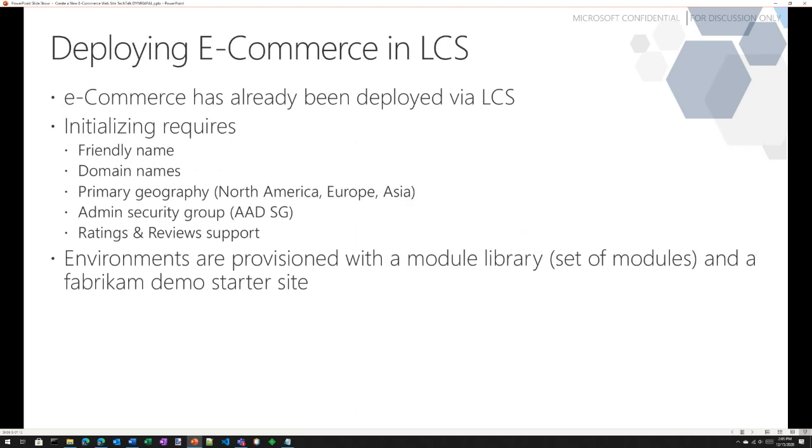So in LCS, as I mentioned, this is where you deploy your environment. I won't be showing the deployment steps. I already have one deployed, but if you were deploying one on your own, the information that you do need is a friendly name you want to provide, a domain name, a primary geography where you're based out of, and the Azure AD security group that you want to use so that users can log into both Site Builder as well as the Headquarters tool. And finally, you'll get a choice to enable the ratings and review service.